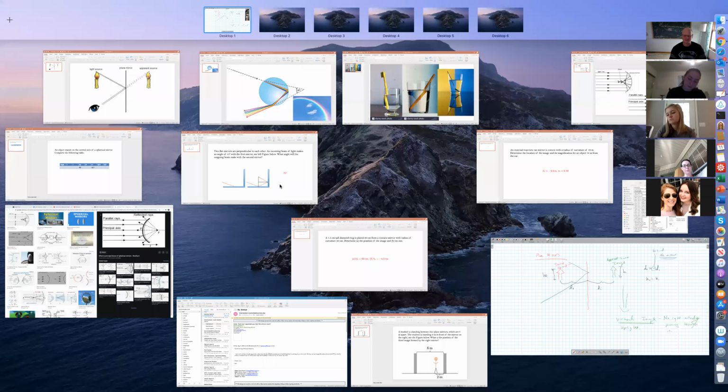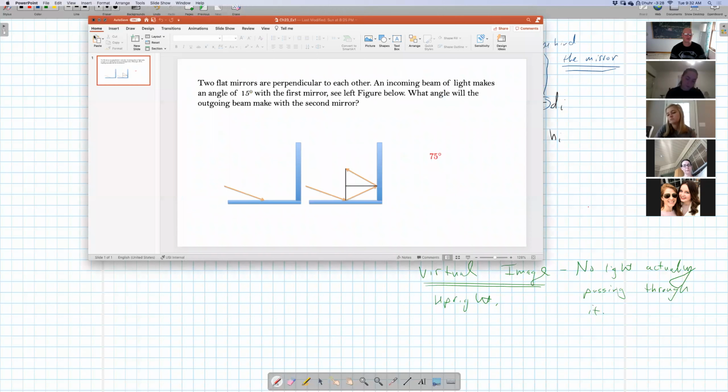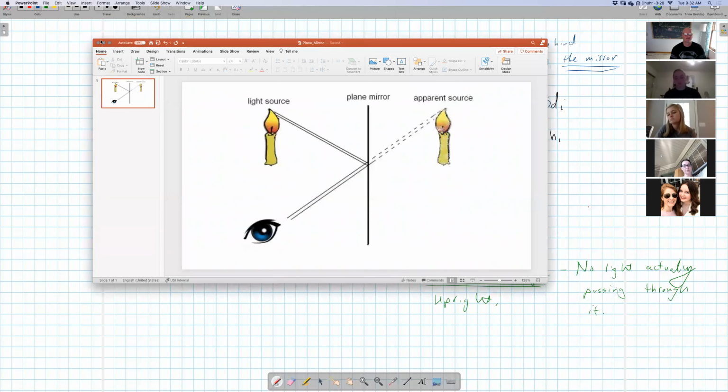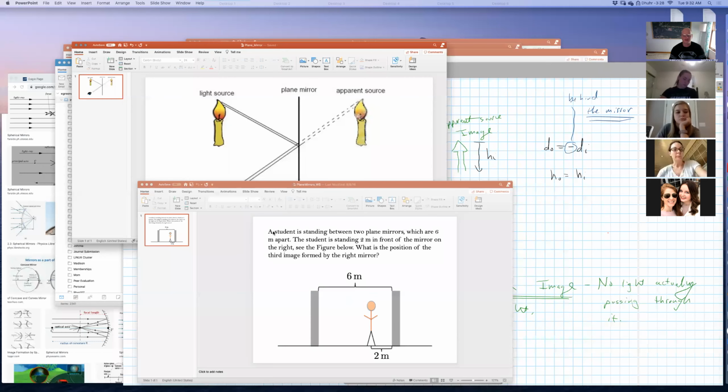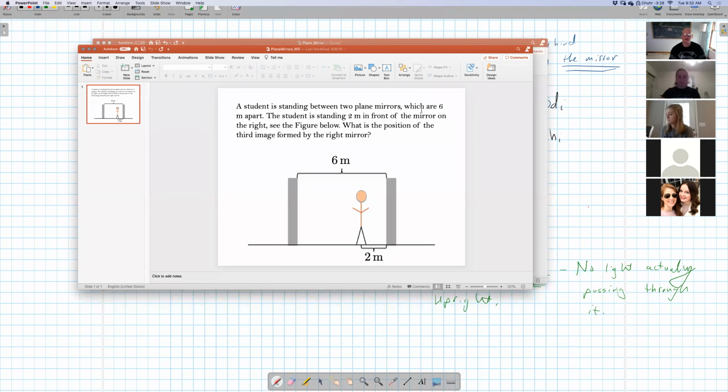So good. That brings us to our first group assignment of the day. This says we have a student standing between two plane mirrors, which are 6 meters apart. So this is the total distance between the two plane mirrors. The student is standing 2 meters in front of the mirror on the right, and it wants to know what is the position of the third image formed by the mirror.